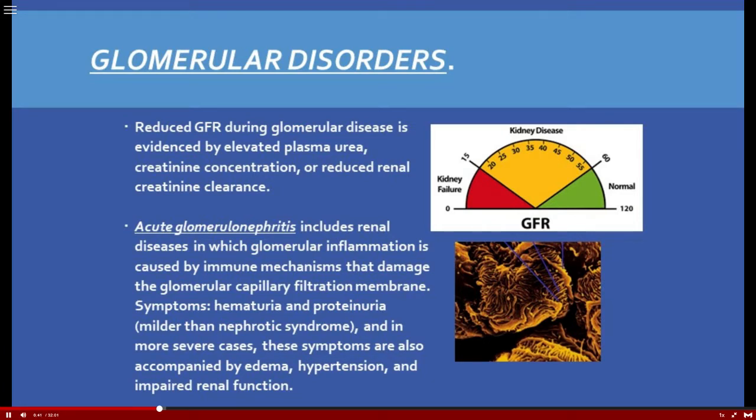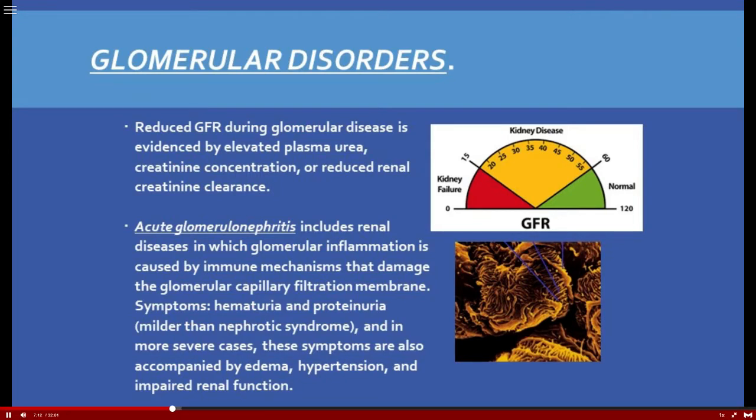So reduced GFR, glomerular filtration rate, during glomerular disease, I don't know why I'm having such a hard time saying that today, is evidenced by elevated plasma urea, creatinine concentration, or reduced renal creatinine clearance. And so the kidneys are unable to clear that urea from the body, right? And so you're going to see an increased serum level, but you're going to see decreased creatinine in the urine.